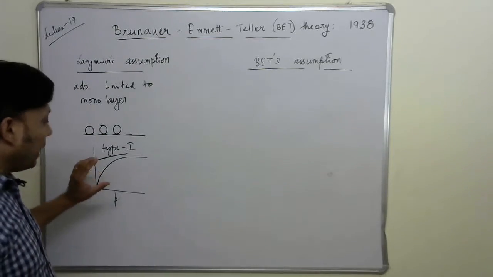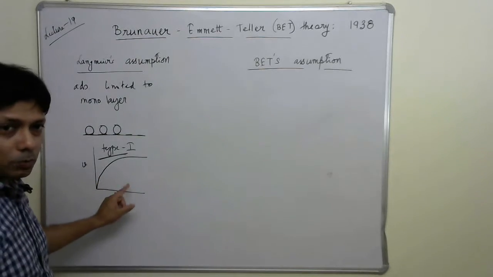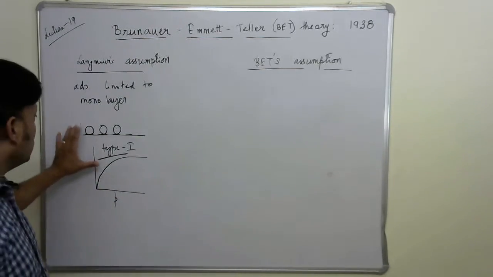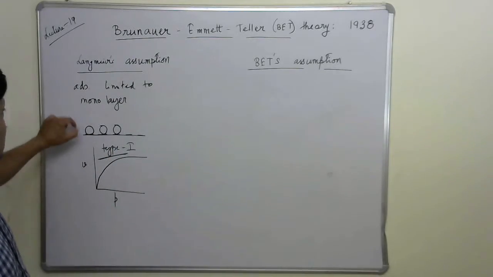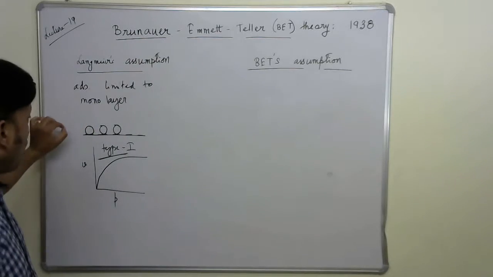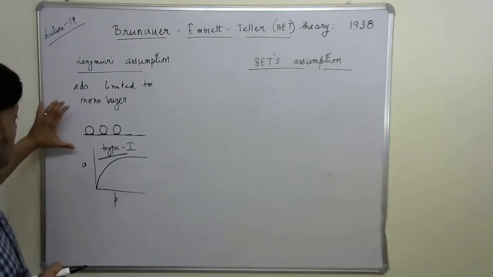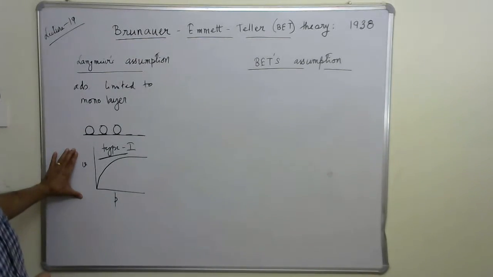In type 1 adsorption isotherm, the adsorption in fact is limited to the monolayer only. So microporous materials mainly exhibit type 1 adsorption isotherm. What microporous materials are and why they show type 1, we'll come to that later, but the fact is the assumption is not wrong, but if we strictly adhere to this kind of assumption, we would be only able to explain the type 1 adsorption isotherm.